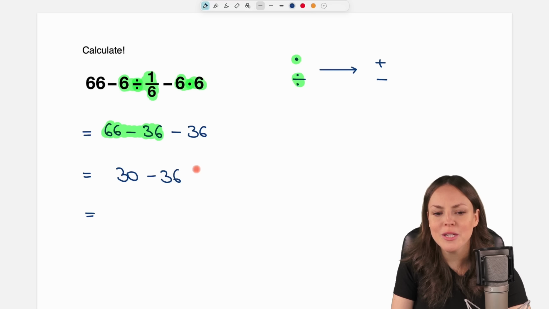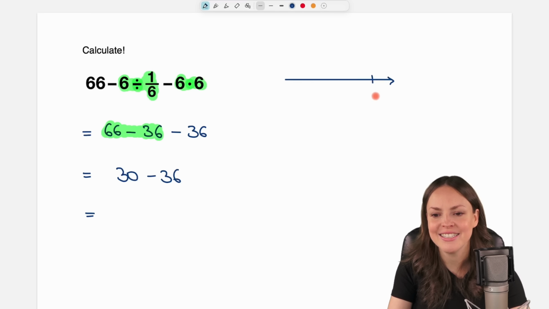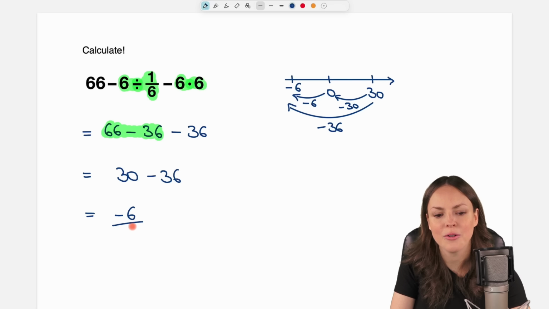And now maybe we do this with a number line so that we don't do anything wrong at the end here. We start at the 30 and we want to subtract 36 in total. So from the 30 to the 0, we would subtract 30 first. And then we have to subtract another 6, so that we subtract 36 in total. So we end up at negative 6, and this is our result.